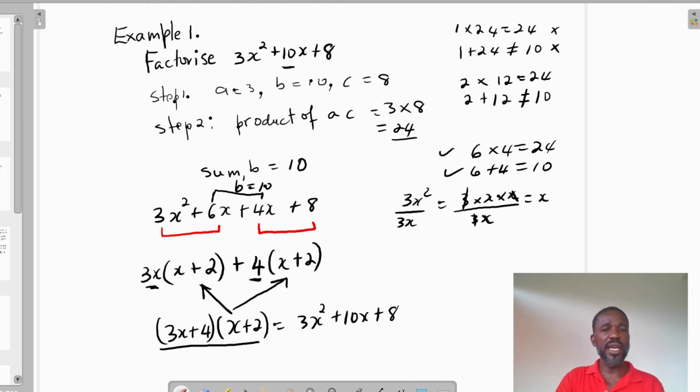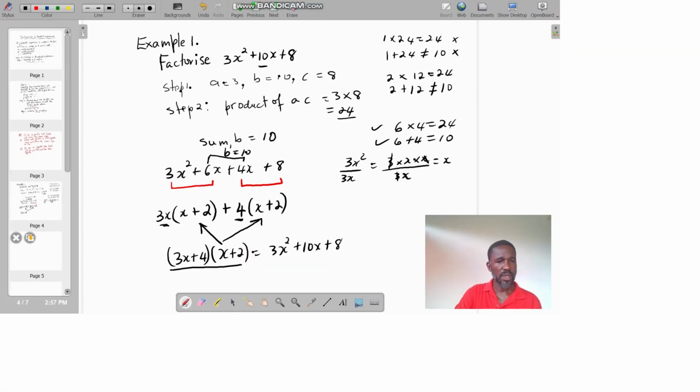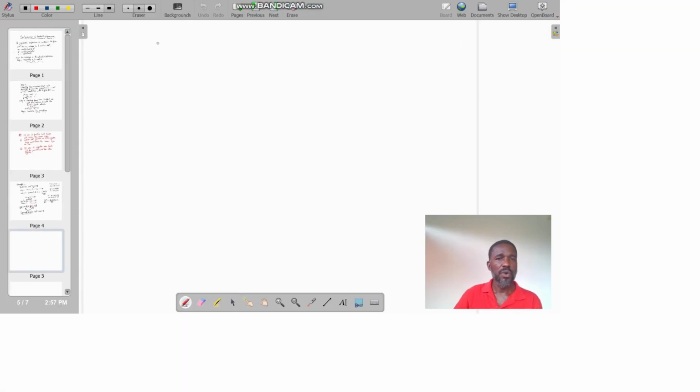So if we were to expand the bracket, then we would have got back the same thing, and that is how we go about factorizing a quadratic expression. Now let's try another example.